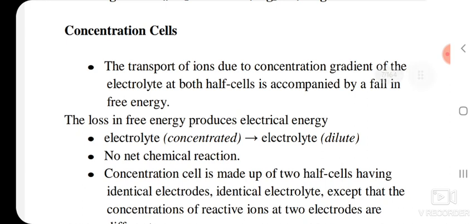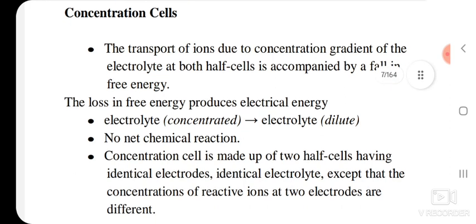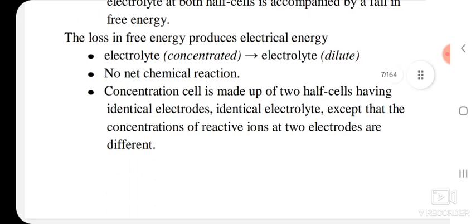Concentration cells. The transport of ions due to the concentration gradient of the electrolyte at both half cells is accompanied by a fall in free energy. The loss in free energy produces electrical energy. Electrolyte concentrated gives electrolyte diluted. No net chemical reaction. A concentration cell is made up of two half cells having identical electrodes and identical electrolyte, except that the concentrations of reactive ions at the two electrodes are different.